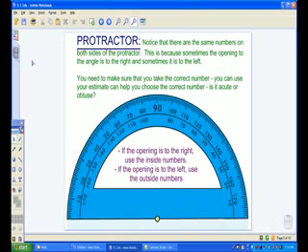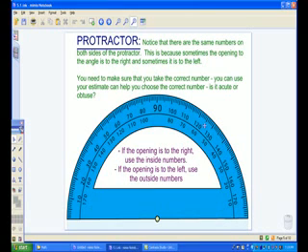This is a protractor. This is how you measure angles. You have all seen these before from last year and probably even the year before. You will notice that there are the same numbers on the outside of the protractor and on the inside. That's because some angles open to the right and some angles open to the left. So you need to make sure that you choose the correct number when you're measuring an angle.